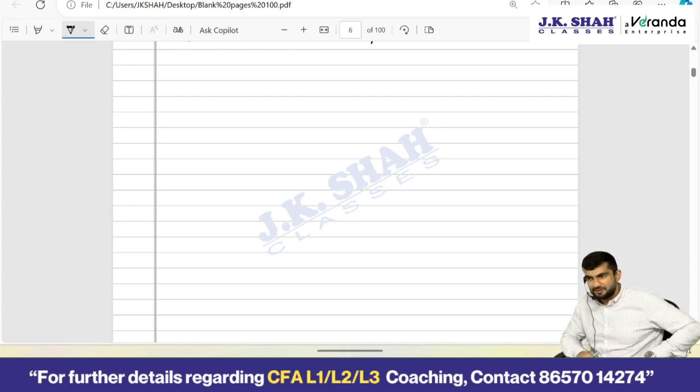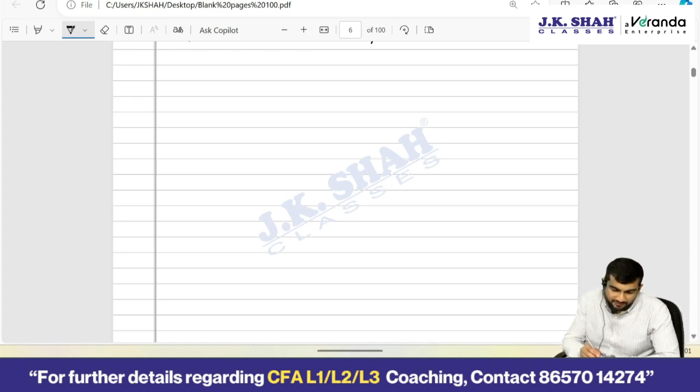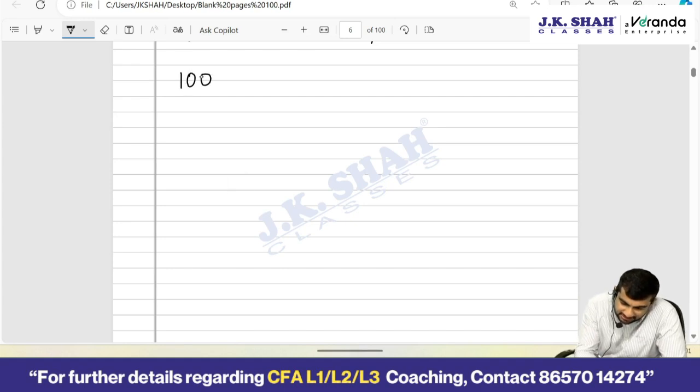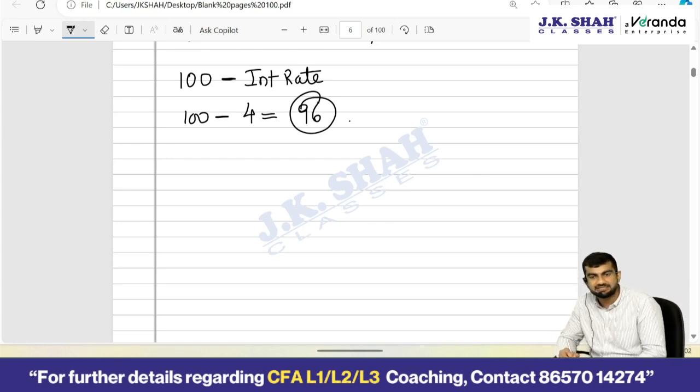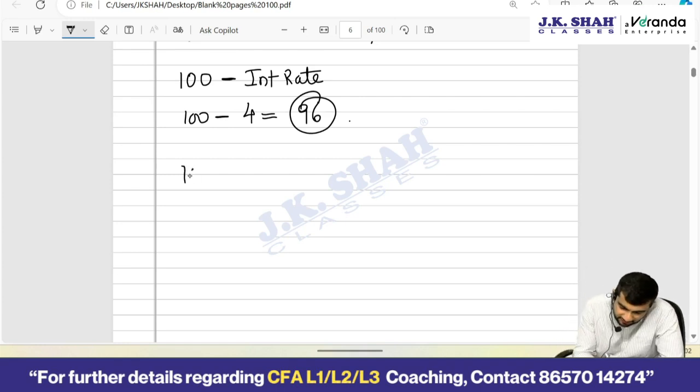Now FRAs and swaps we understood. Let's discuss interest rate futures. If you remember IRF, interest rate futures, this was the convention, 100 minus the interest rate. Say for example, current interest rate is 4%. So price of interest rate futures is 96. This is the standard convention. I believe interest rates would fall. That is my view. So interest rates would fall to 2% is my view. So then the price of the interest rate futures contract will become 98.